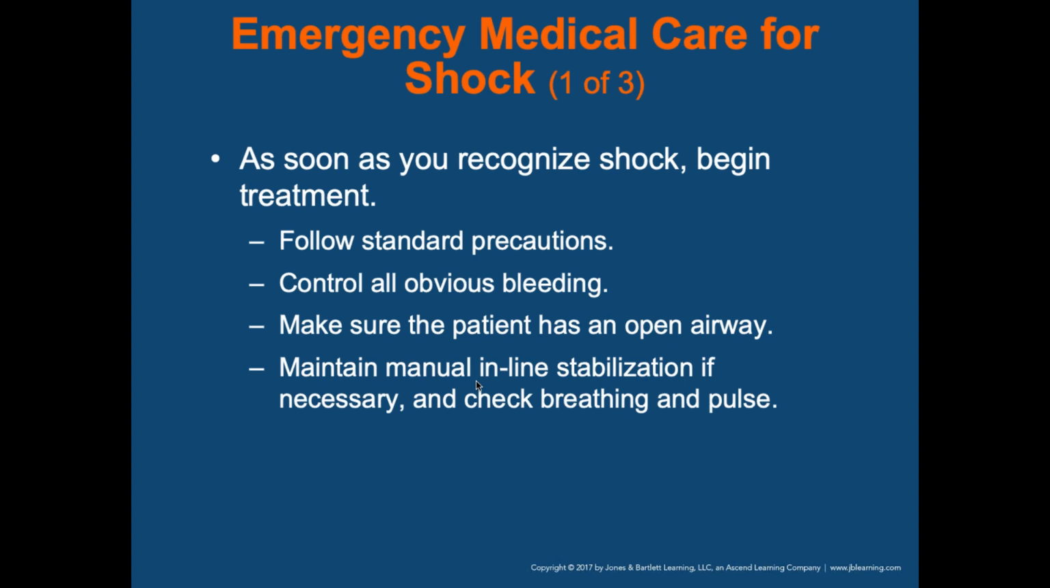Control all obvious bleeding. After we've tourniqueted stuff and things like that, the next step we want to go down is going to be controlling any other kinds of bleeds, like venous bleeds or things like that, where we can apply pressure and do pressure bandaging. Maintain inline stabilization if necessary, and check for breathing and pulse.